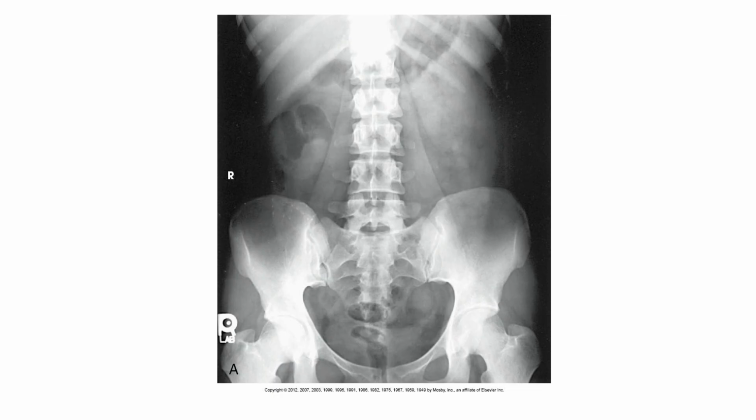Hang on just a second. All right, so yeah, there's the kidney bean shape in between the psoas muscle and the lower border of the liver.